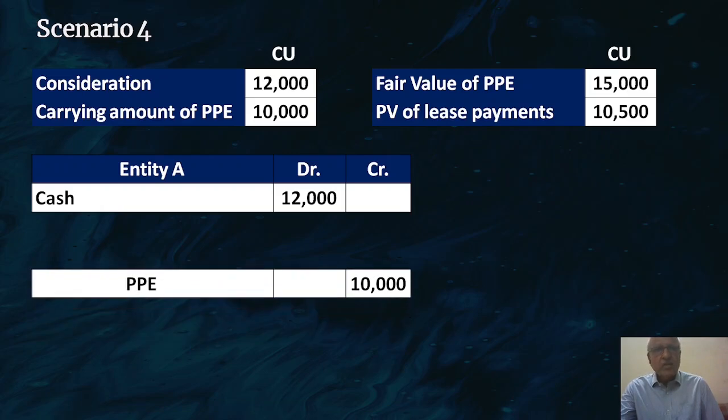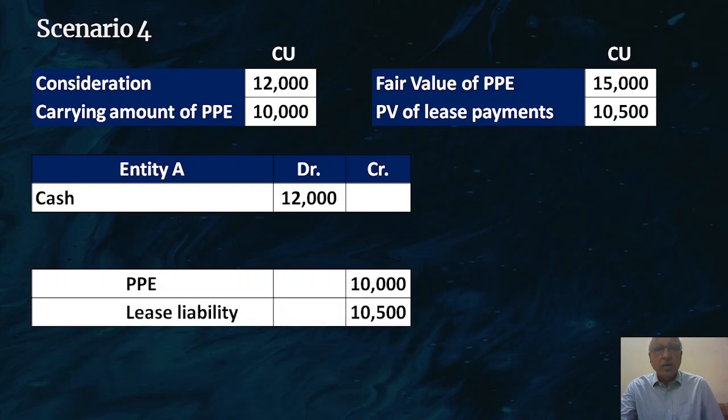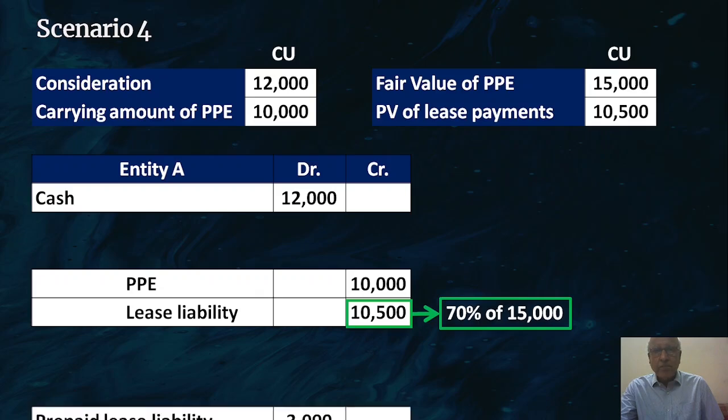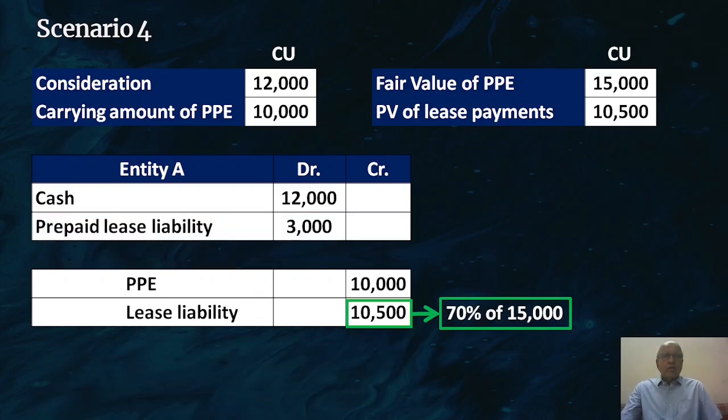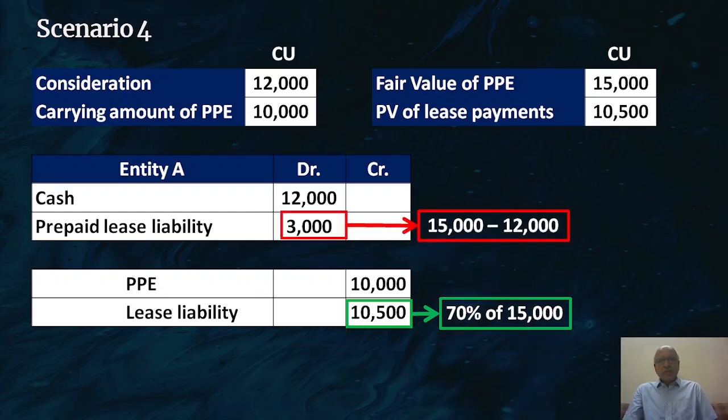We derecognize the previous carrying amount of PP, 10,000. Now, what is the lease liability given? Present value of lease payments 10,500. That is 70% of 15,000. 15,000 is the fair value of PP. So prepaid lease liability is how much? 3,000. That is 15,000 minus 12,000.